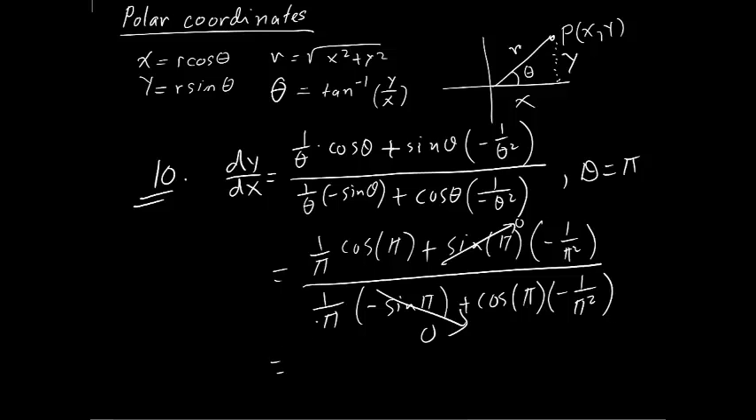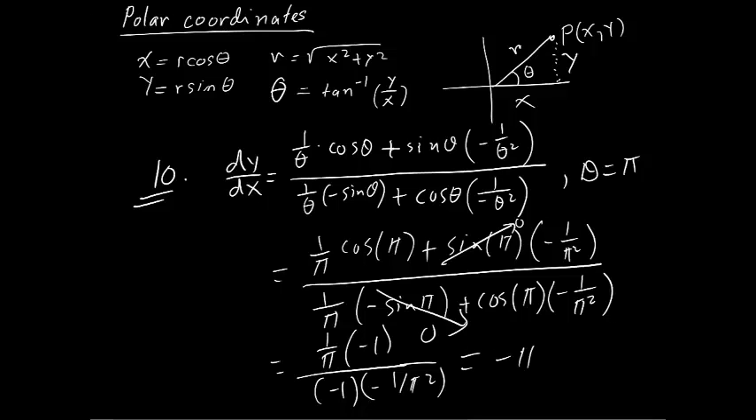So then finally we end up with 1 over pi, and cosine pi is negative 1, and then you have another negative there, so negative 1 over pi squared, right? If you simplify further, you get negative pi, and you are done. So that is the slope of the tangent line.